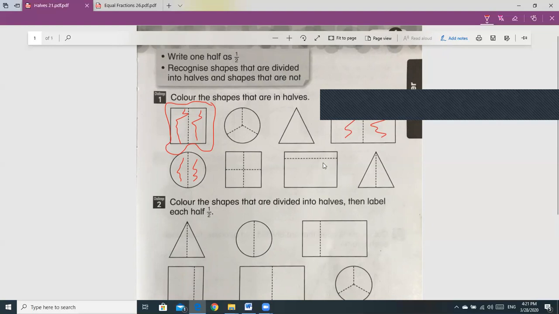Okay, let's make this one. Here, is this cut into half? No, this is too small. This is too big. It's not half. Let's make this one. This is cut into half. Yes, they are 2 equal parts.